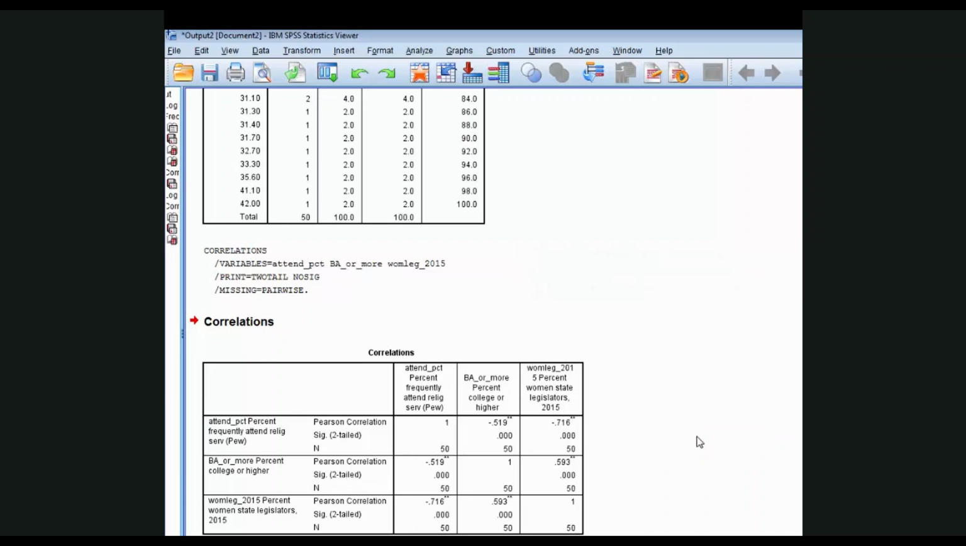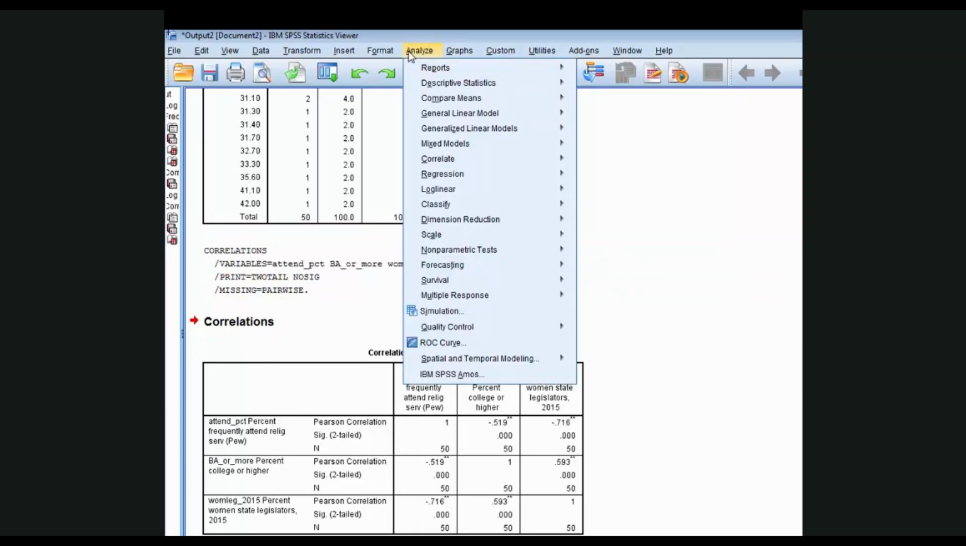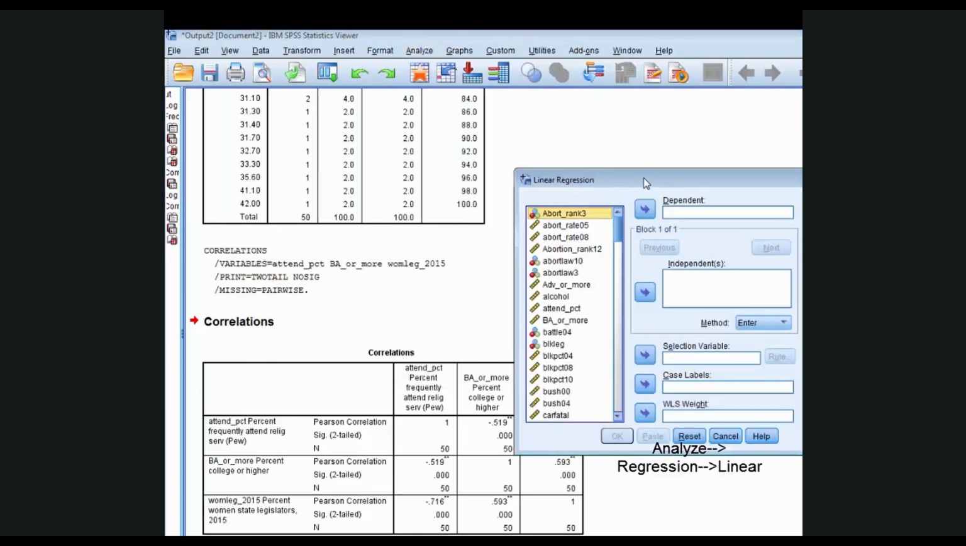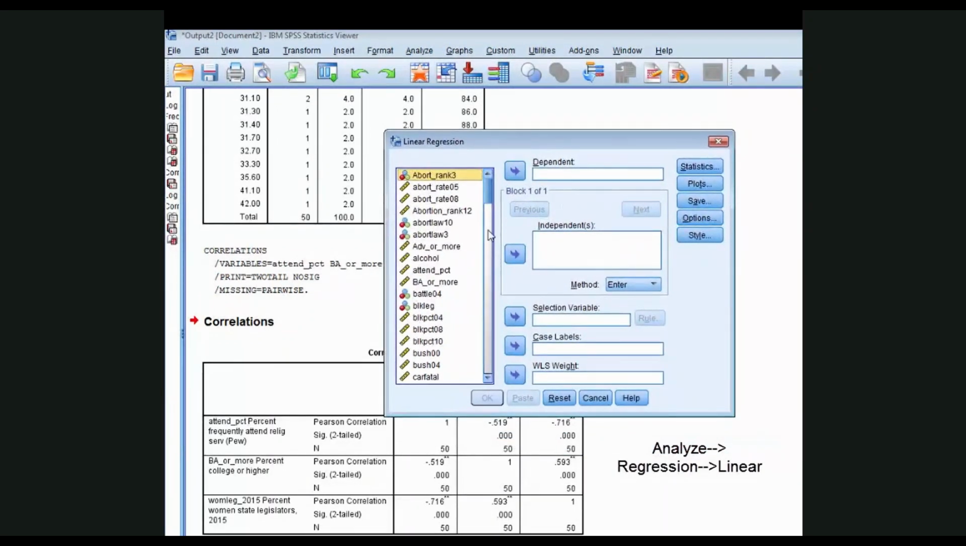To obtain a bivariate regression analysis, go to Analyze, go to Regression, go to Linear. We'll put the independent variable, which is a 10%, in the independent window or box. We'll go down and pick up the dependent, WimLeg 2015, that goes over, and we'll hit OK.